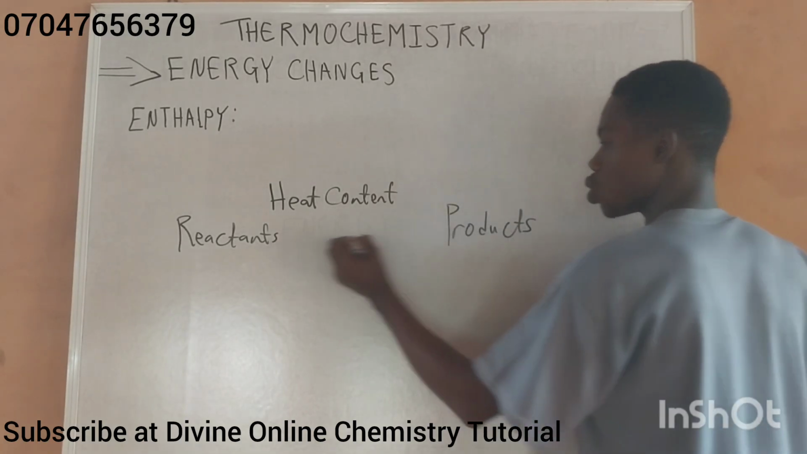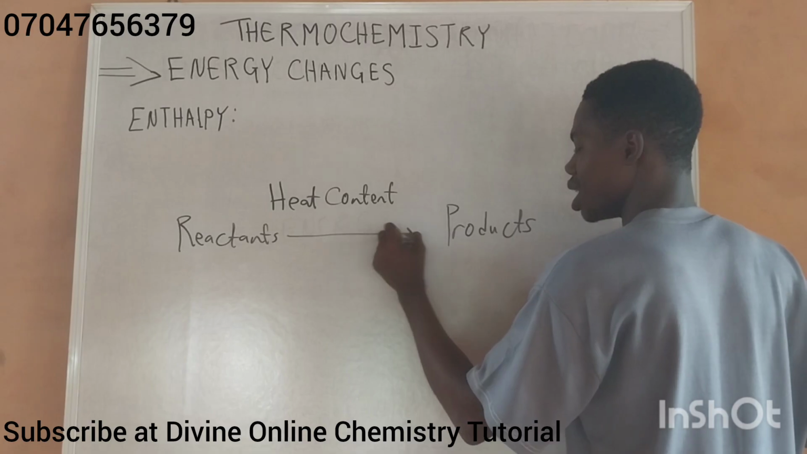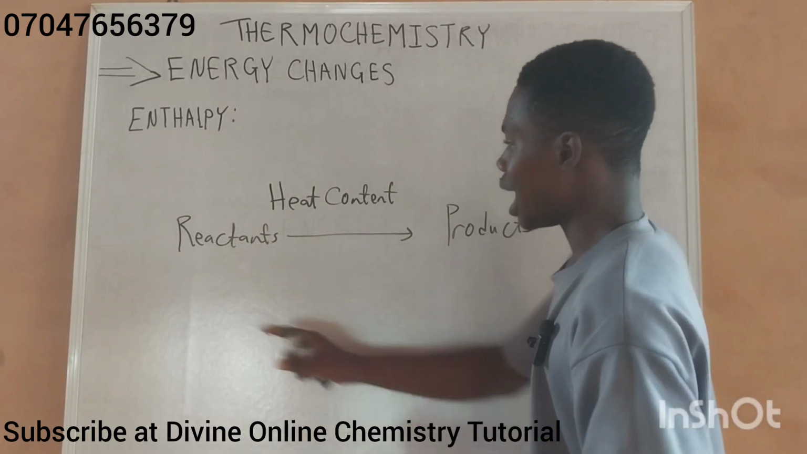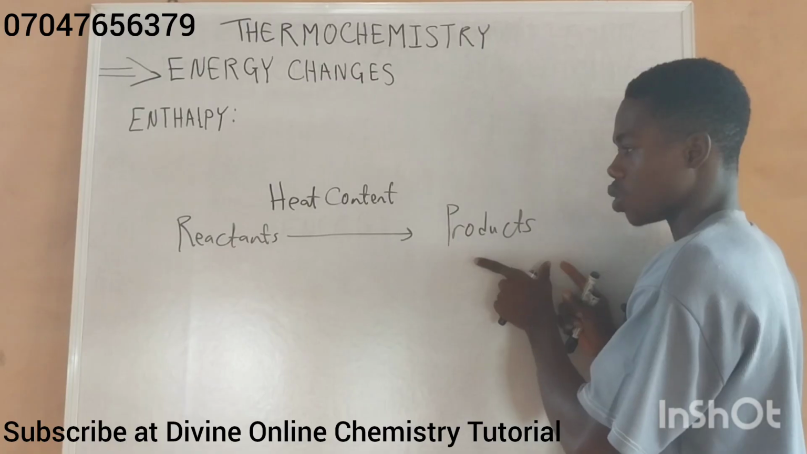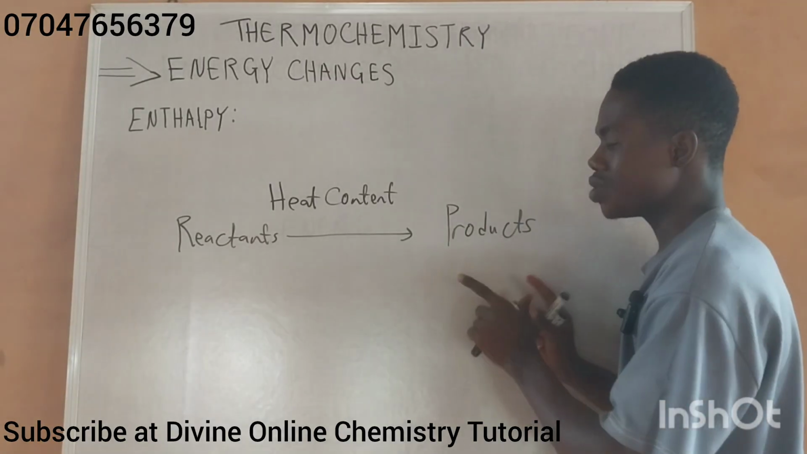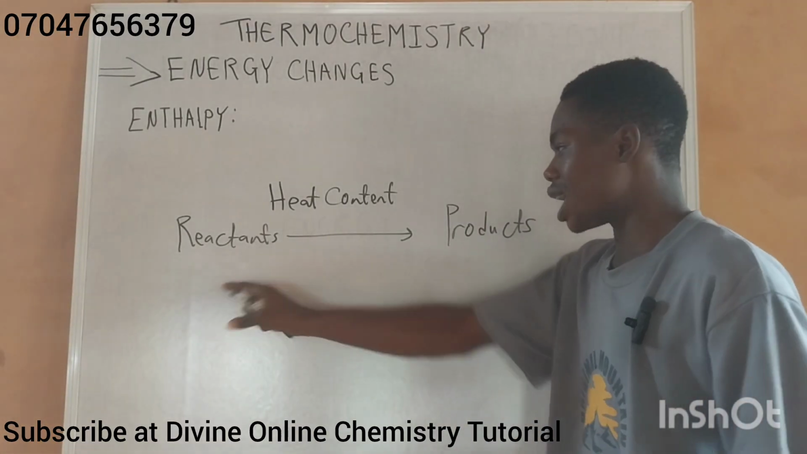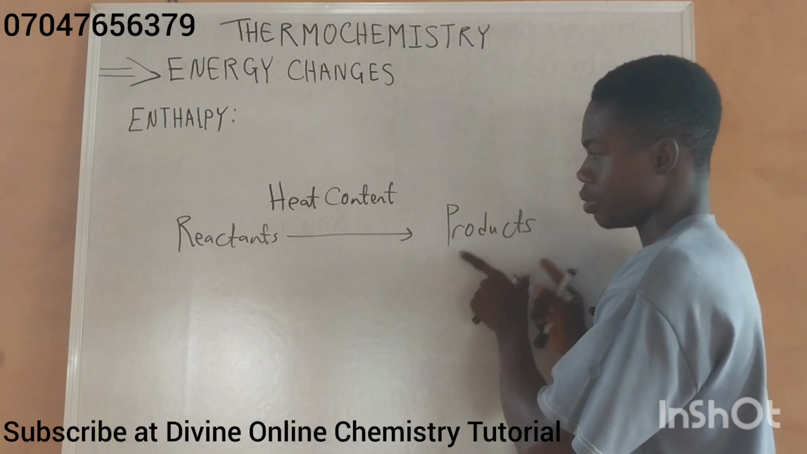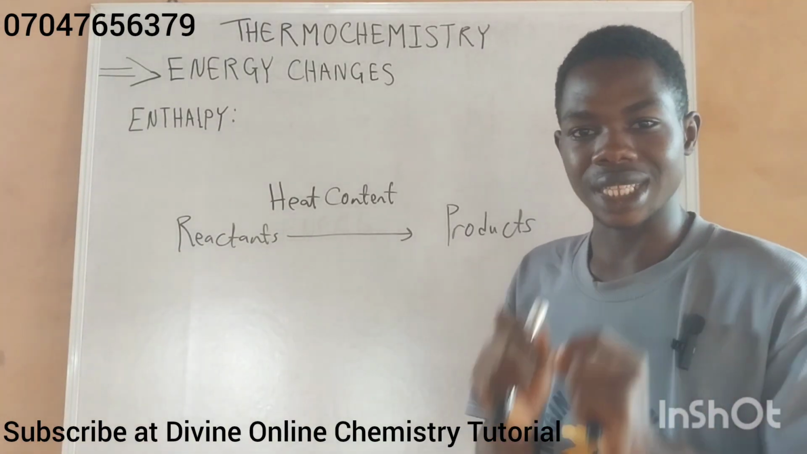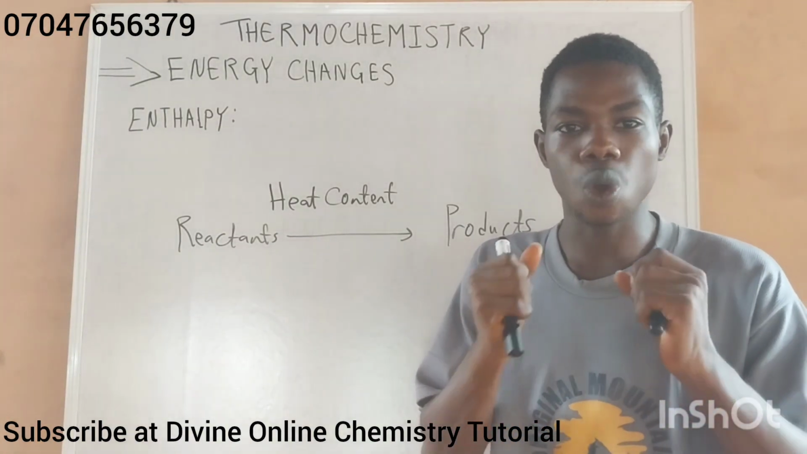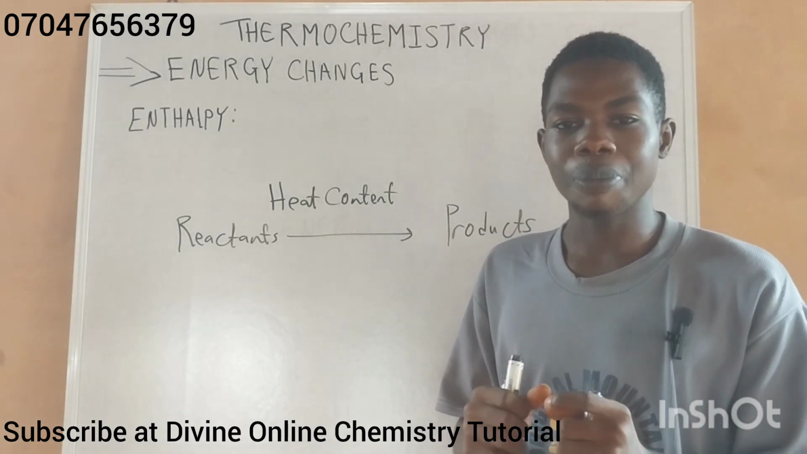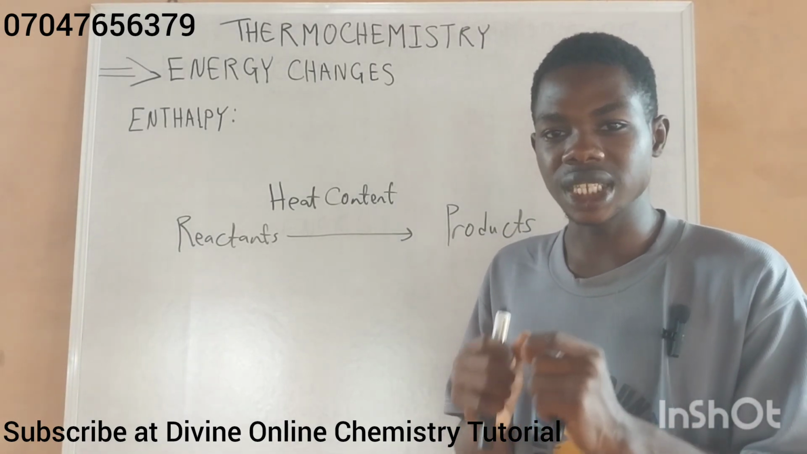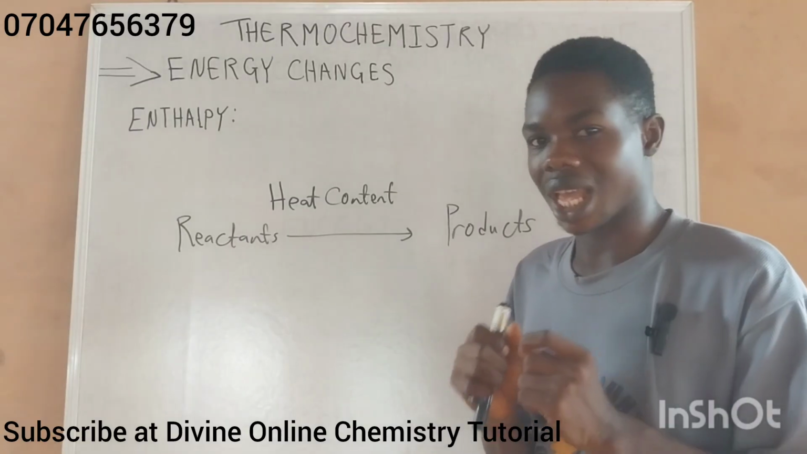So please take note of this, that the species at the left hand side is known as the reactant, while the species at the right hand side is known as the product. The reactants collide together for the products to be formed. And earlier on, I said that enthalpy is simply the heat content of a chemical reaction.